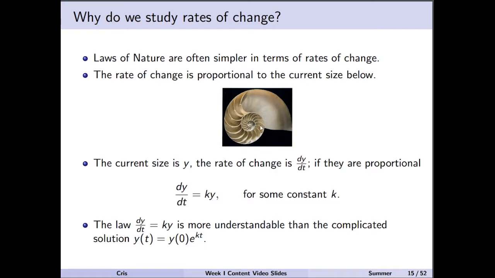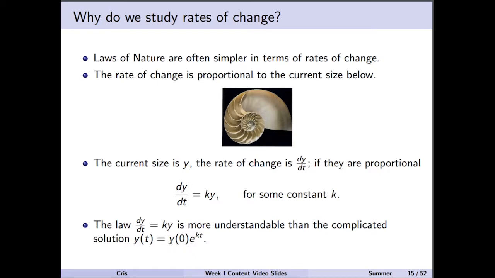And if we look at this and as it seems, we say this is proportional. The rate of change, dy over dt, is proportional to y, so it's equal to a constant times y for some constant k. And there's a lot of things in nature like this, where the rate of change is proportional to the current size. So this makes sense, that the rate of change should be some constant times y. And it's somehow more understandable than the solution to this problem. What function has a derivative that's equal to k times itself? Well, we'll learn in this class, you may know already, it's an exponential.